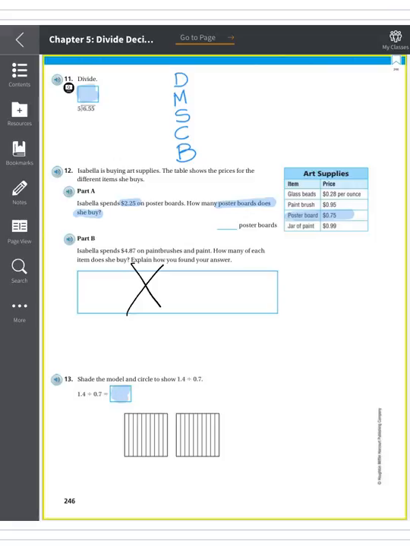For number 13, first, you're going to want to figure out 1.4 divided by 0.7, and then after that, shade the model after you figure that out. Remember, if you move the decimal place once on one, you can move the decimal place once on the other and get the same answer.